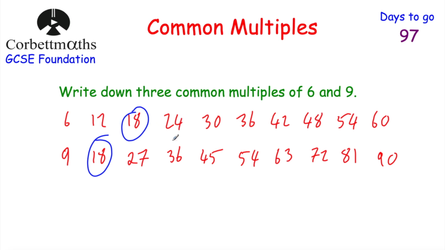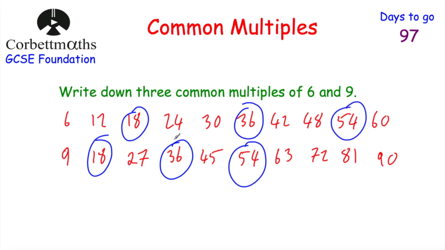Let's have a look for some more common multiples. So 24, no, 30, no, 36. As you can see, 36 is in both of the lists. So 36 is a common multiple. And then if we carry on, 42, no, 48, no, 54. So 54 is a common multiple, and so on. So there's the first 3 common multiples.